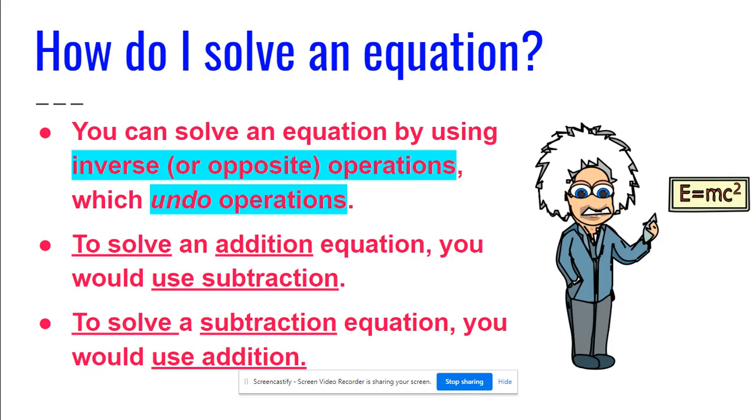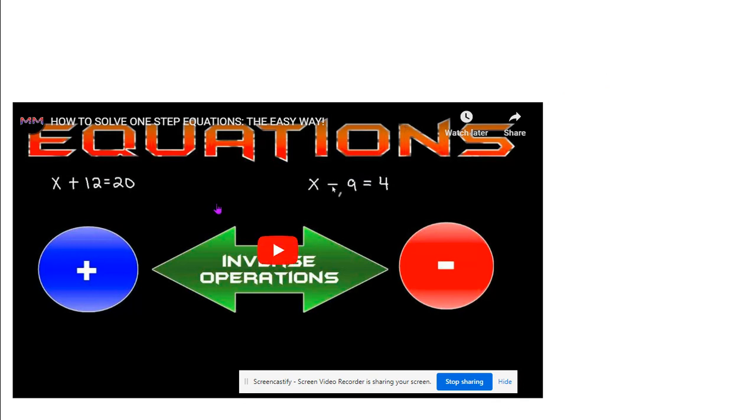So how do I solve an equation? How do I find the value that makes it true? Well, you can solve an equation by using inverse or opposite operations, which undo the operations. So to solve an addition equation, you would use subtraction. To solve a subtraction equation, you would use addition. Here's a little video that's going to show you some examples.